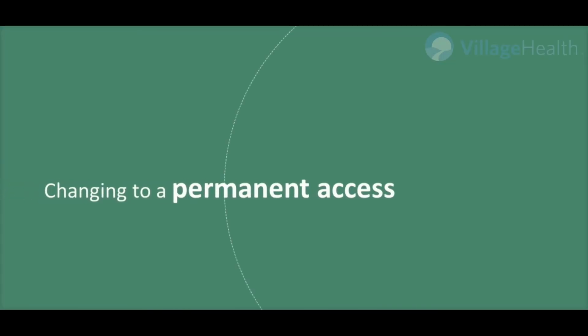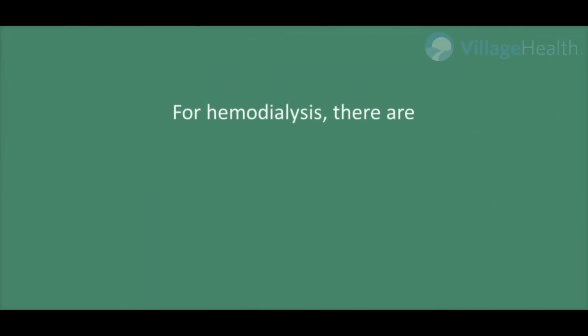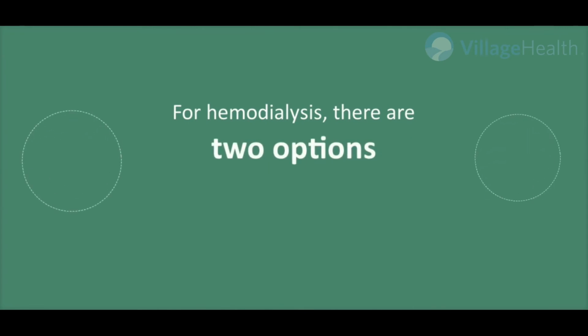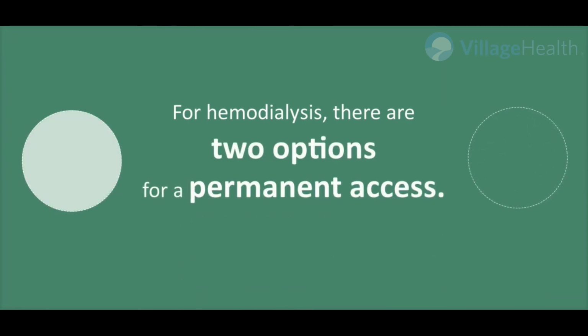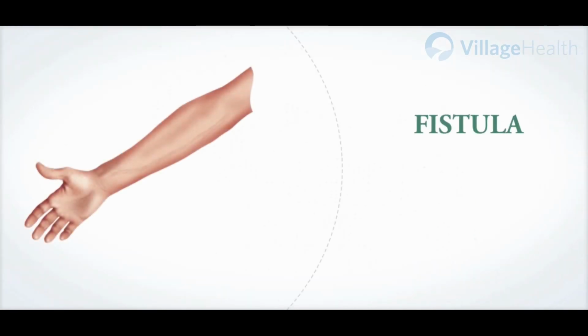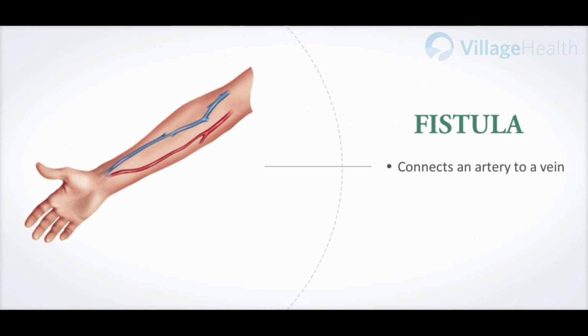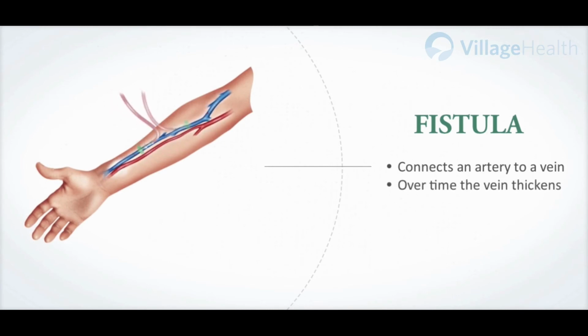Changing to a permanent access. For hemodialysis, there are 2 options for a permanent access. The first and most highly recommended is called a fistula. A fistula is created when a surgeon connects an artery to a vein, typically in your arm. Over time, the vein thickens, allowing for greater blood flow, which means better dialysis.